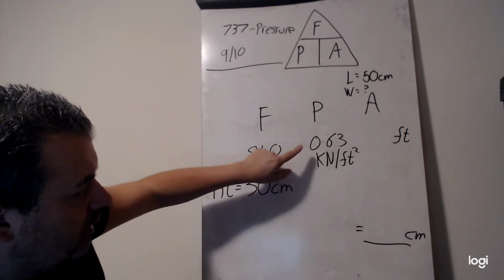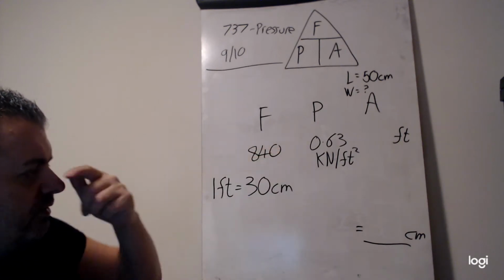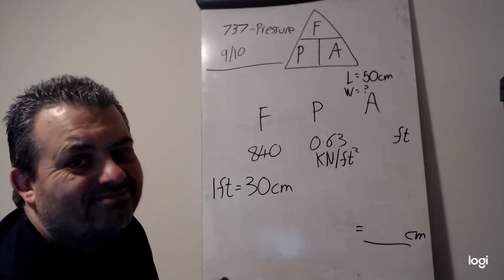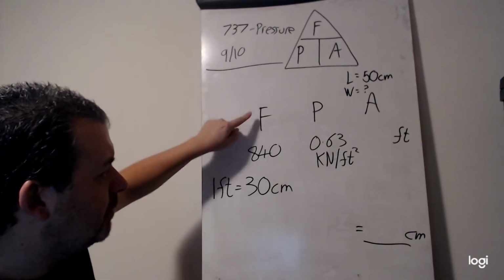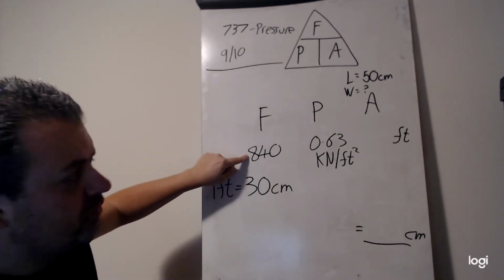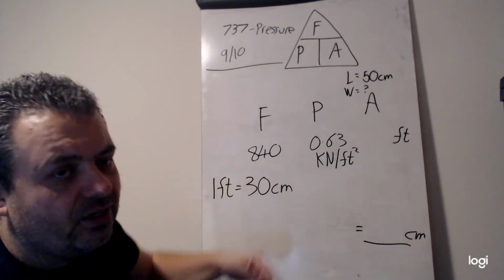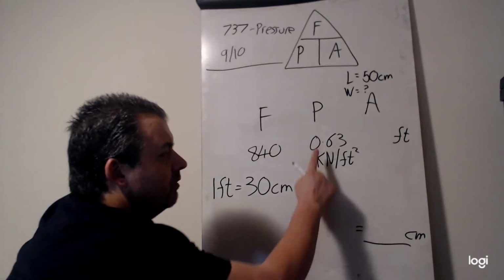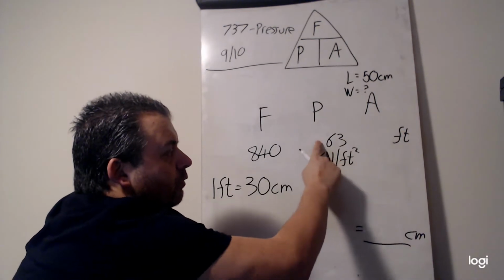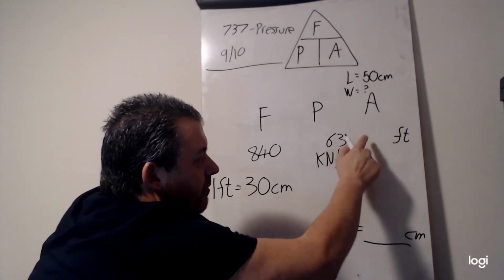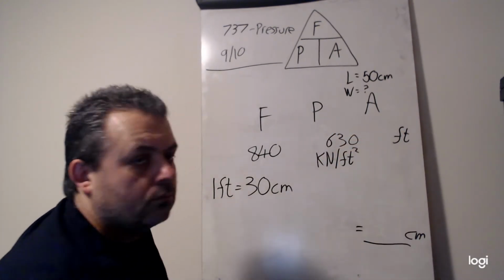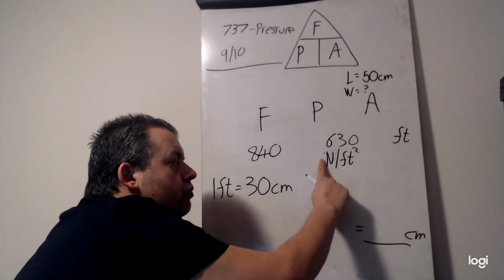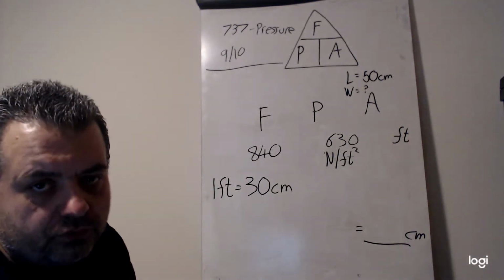Firstly, pressure, 0.63 kilonewtons. Let's change it into newtons because the force is in newtons. Kilonewtons means 1,000 newtons, so you've got to times it by 1,000. So times it by 10, 100, 1,000. There we go. It is 630 newtons per square foot.